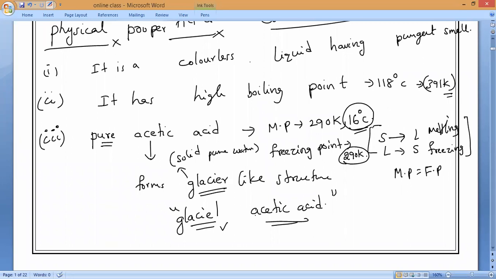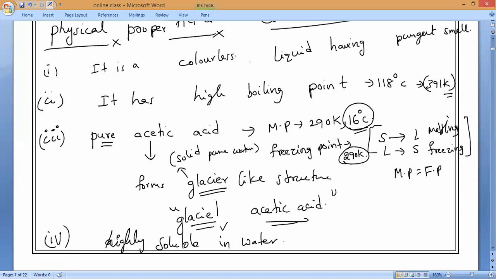Please respond. So, the next point: it is highly soluble in water in all proportions. Highly soluble in water. So these are the physical properties of ethanoic acid or acetic acid.